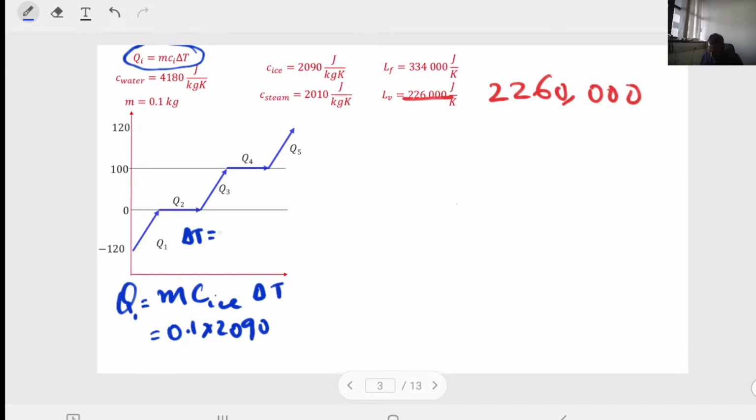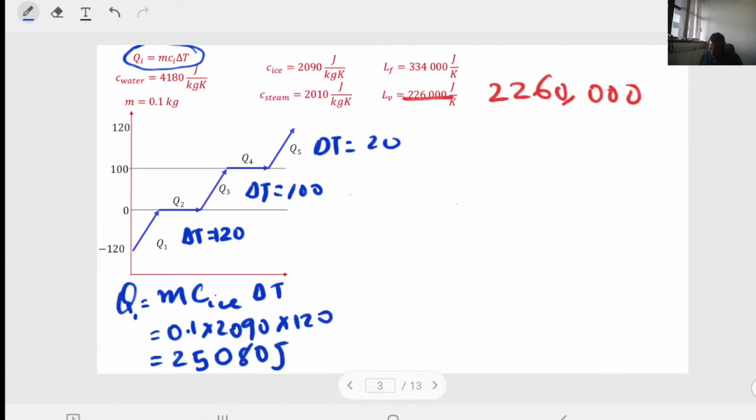Delta T here is 20. Therefore, delta T is 20. Multiplying, I got Q1 as 4,180 joule. That's Q1. In the same way, Q2 is the latent heat.